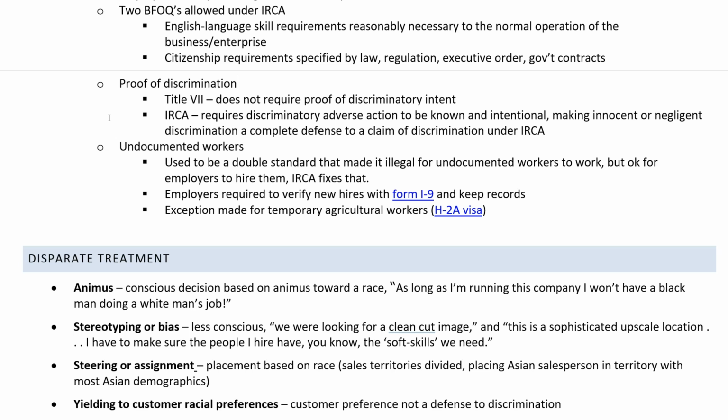So it is much more difficult to prove discrimination under the IRCA than it is under Title VII. But the IRCA will cover some things that Title VII doesn't.